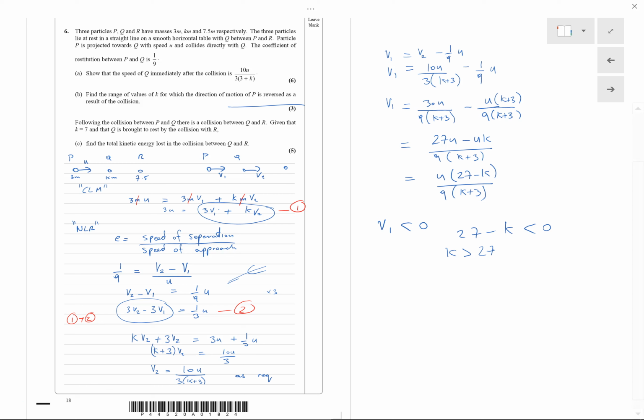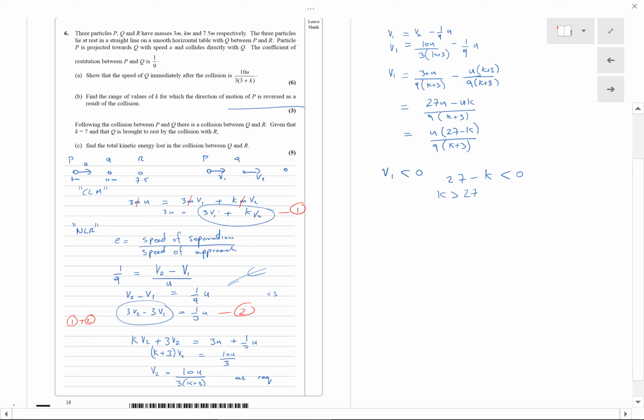Let's move on to part C. Okay, so now it gives us the value of K. So we know what V2 is and we know what V1 is.